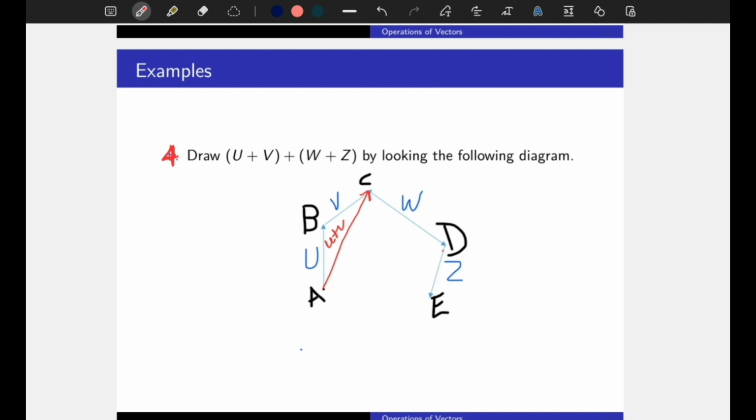And as you see here, w and z are also arranged head to tail. So we can have this vector here, which is w plus z. For the sum of the two vectors, as you see, the head of u plus v is the tail of w plus z. So the sum is this one, which is u plus v plus w plus z.